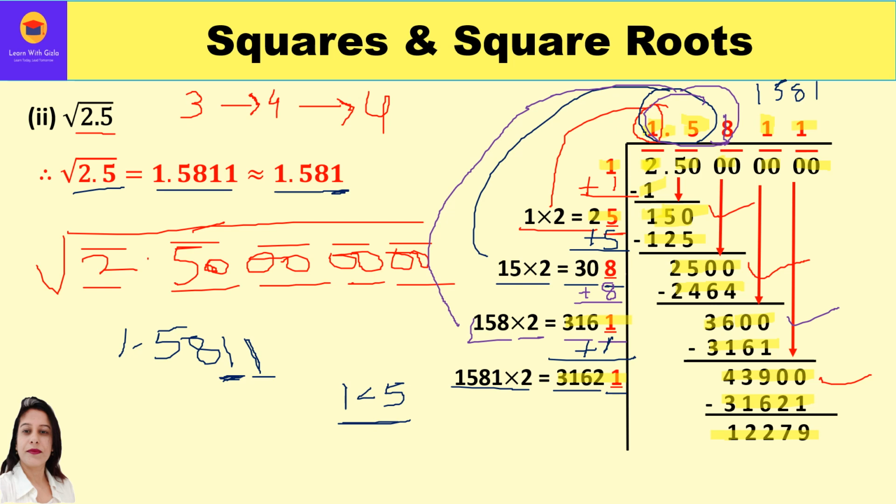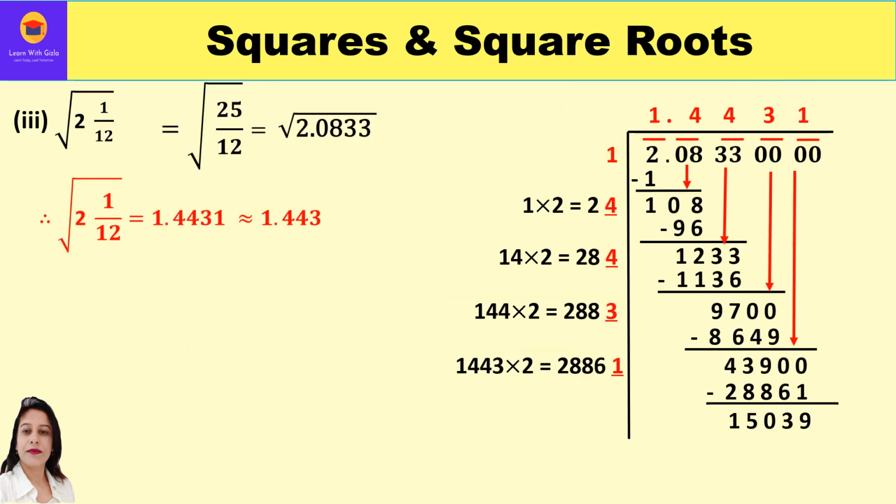Okay. Now let us take up third part. We have to find the square root of 2 1 by 12 correct to 3 decimal places. Now this is a mixed fraction which we will convert into improper. 2 into 12 is 24 plus 1 is 25, 25 by 12. In the decimal form, we will write 2.0833. So we have to find square root of 2.0833 correct to 3 decimal places.